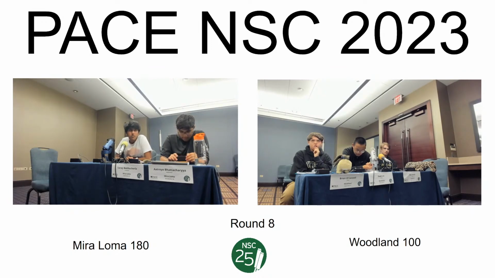For a binary relation, symmetry is analogous to this property for binary operations. True. I have no clue. Answer? True. Commutative. No. 10 points. All right, that's a half. At the half, it's Miraloma 180, Woodland 110.